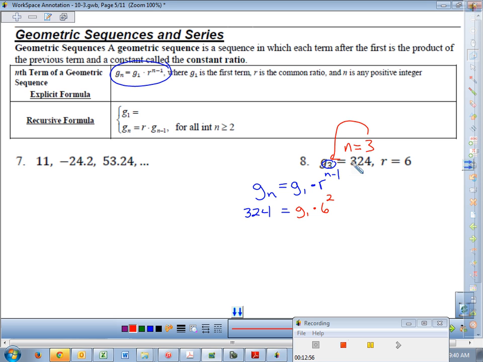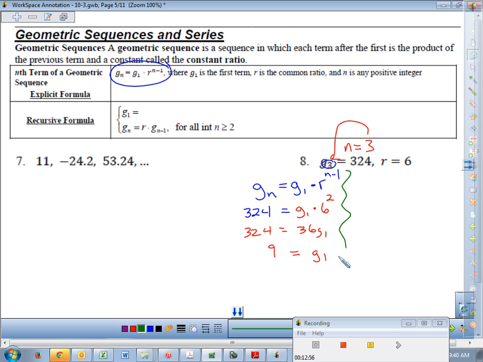Then we got to solve for g sub 1. Well, don't we need to square the 6 and get a 36? And then figure out the first term. The first term is 324 divided by 36, which you punched in to give me a 9. Now, you have the ingredients to write the recursive formula and the explicit formula.